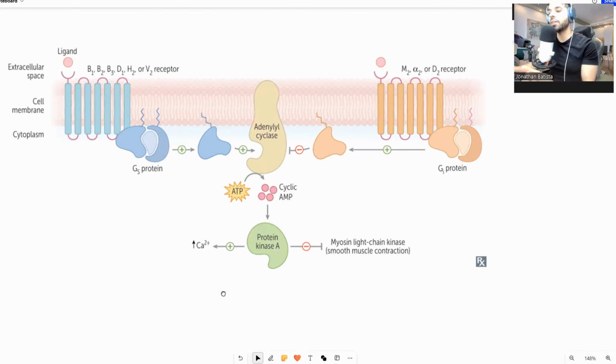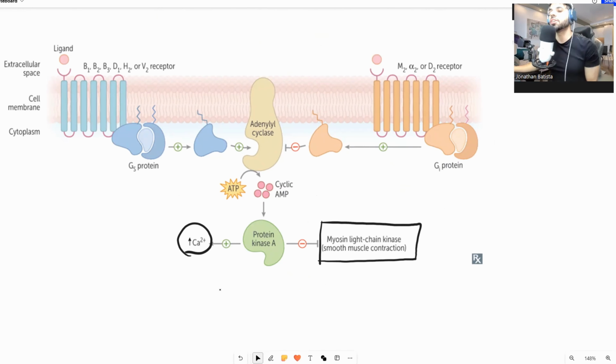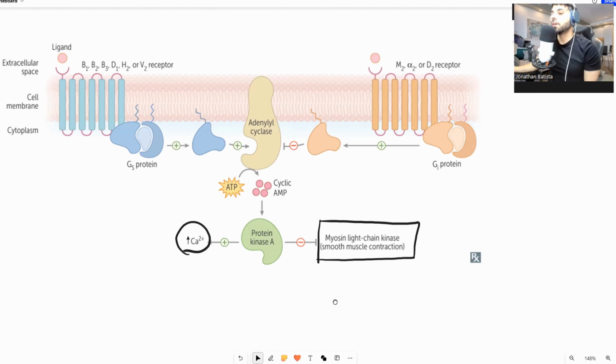At the end of all that, what do you get? You basically get an increase in intracellular calcium. And you'll have, of course, still telling you here, myosin light chain kinase, smooth muscle contraction. So let's make sense of this, because First Aid is an amazing tool to learn for this exam. Definitely recommend that everybody has that First Aid. That's like essential material that you can find. But I will tell you one thing about the First Aid.